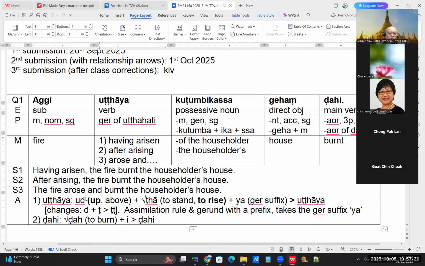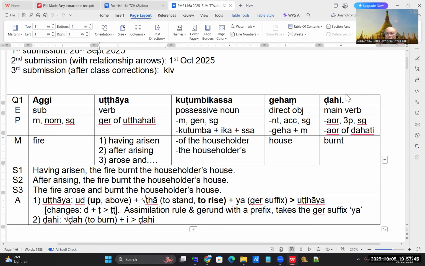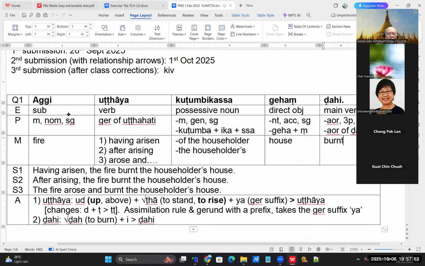Now all the students have to look at the translation, unless you can guess the meaning. Fire arose. Kutumbika, householder. Geha, house. Dahi, burnt. So the whole sentence, who's the subject here? Agi, right? So how many verbs do you have? Utaya is verb number 1.